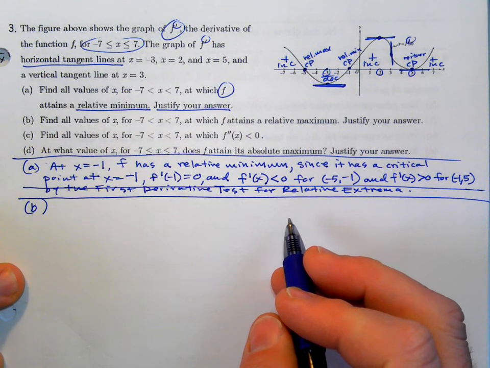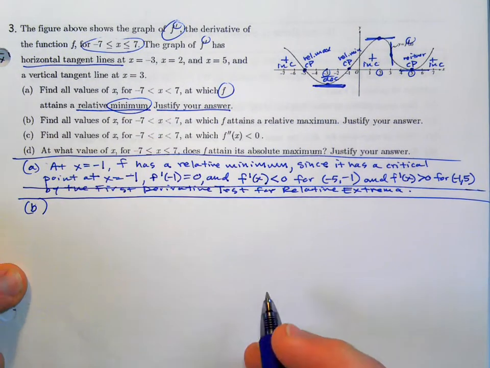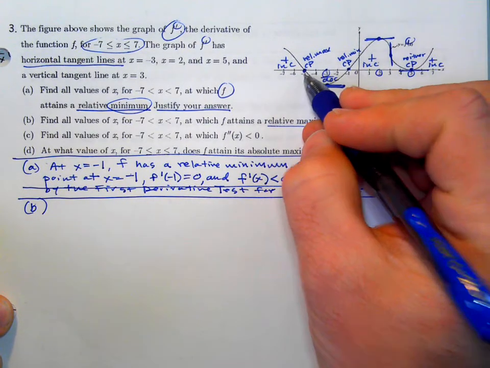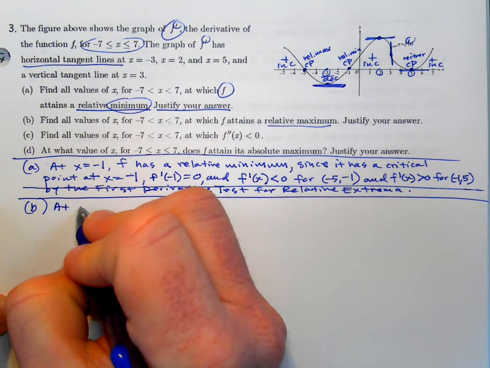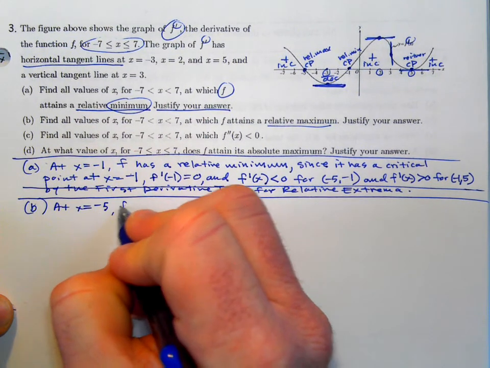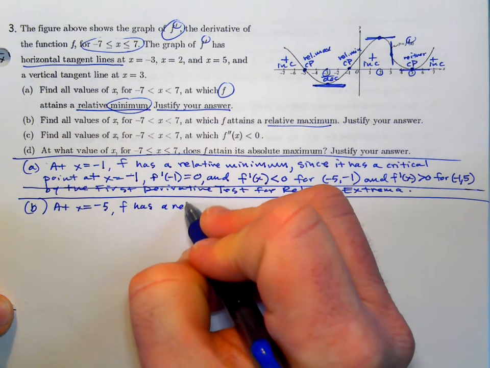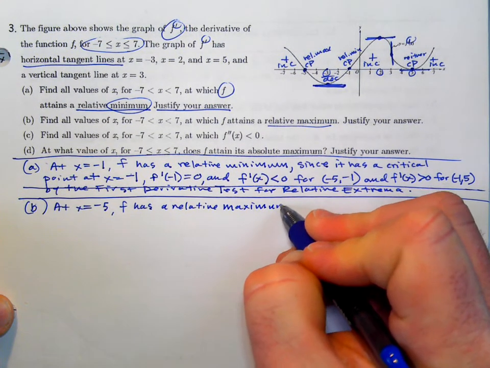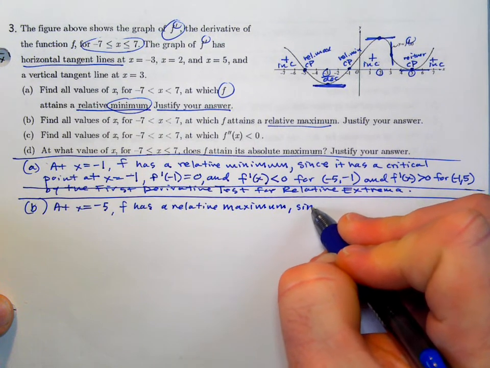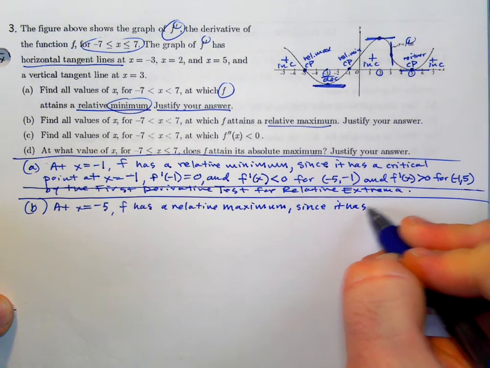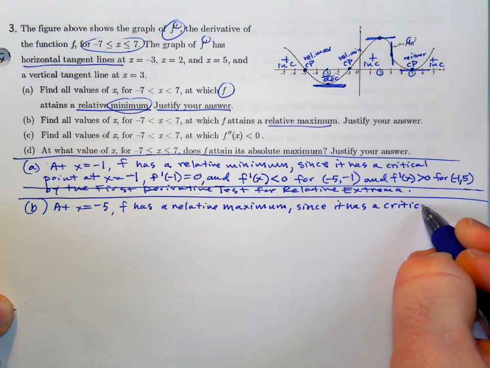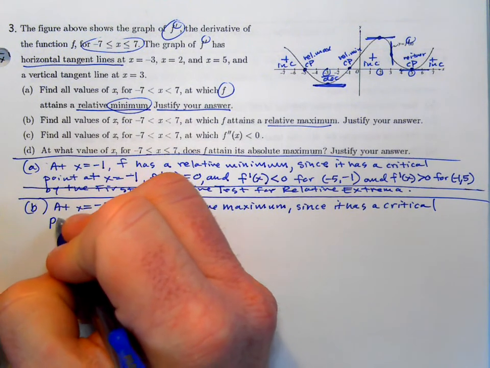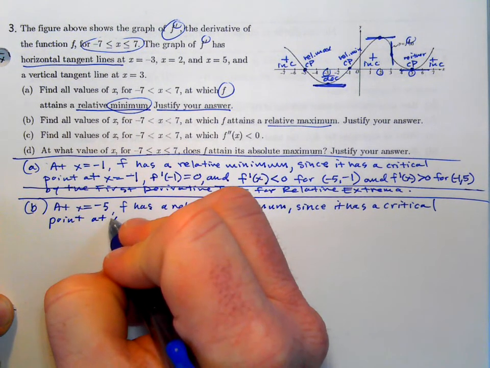B, so just minimums, by the way, don't do maximums. B says find the relative maxes and justify your answer. So same idea, we already did all the work, so we just need to put in an answer. We can say at x equals -5, f has a relative maximum. Don't just say maximum because that indicates absolute maximum. Relative maximum, since it has a critical point. So all the stuff that we wrote up there to help us decide that, we need to put into words down here. Critical point at x equals -5.